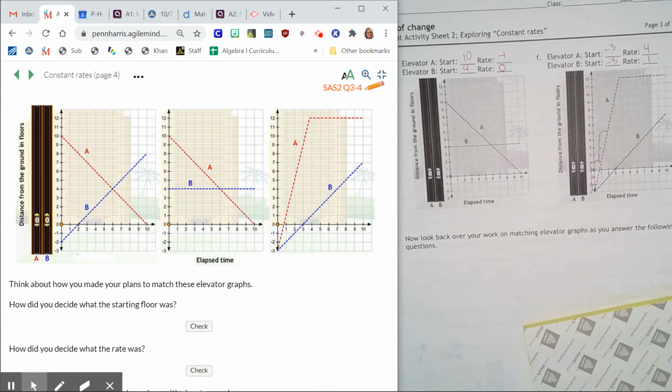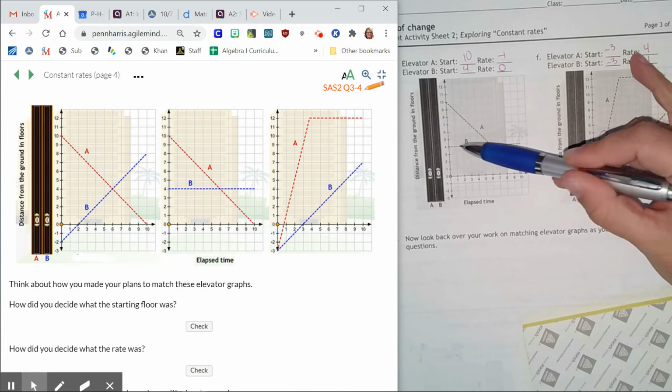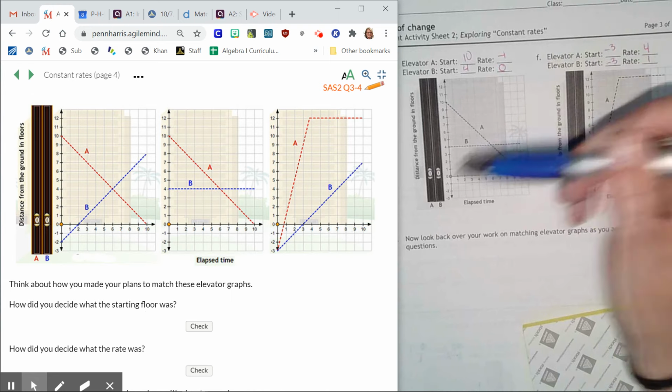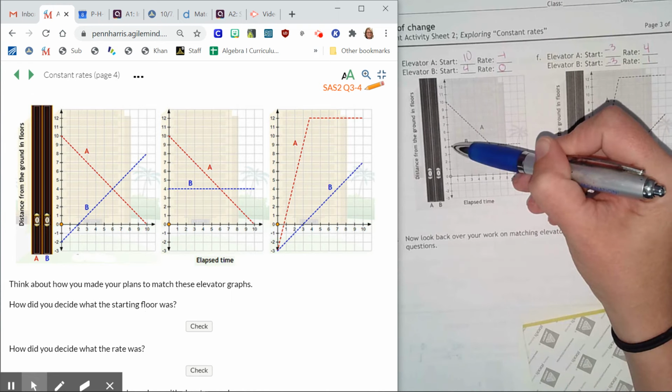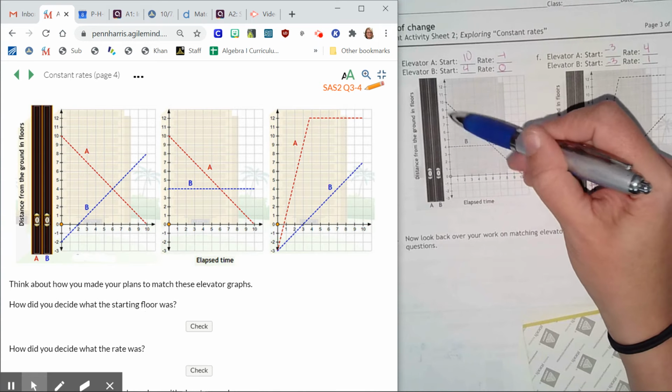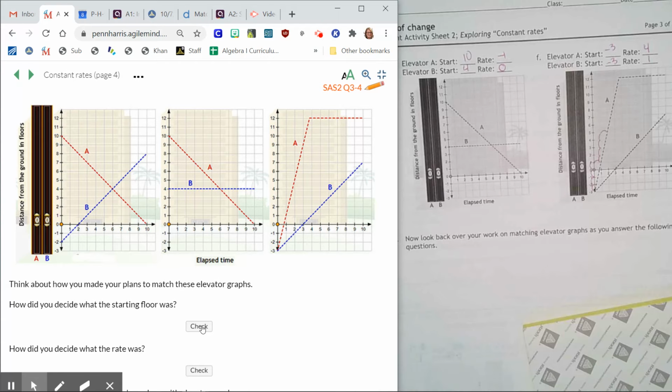So here now, guys, I want you to think about the last couple problems that we did. How did we decide which graphs? How did we decide our plans? How did I decide what my speed was or their starting point? Okay, so first question: how did we decide what the starting floor was? Well, remember, we went and looked at the graph to see where the lines were at. And that told me that up here, elevator B had to start at the 4th floor. And I went all the way up at 0 seconds for elevator A to start at floor 10. So let's see what they say.